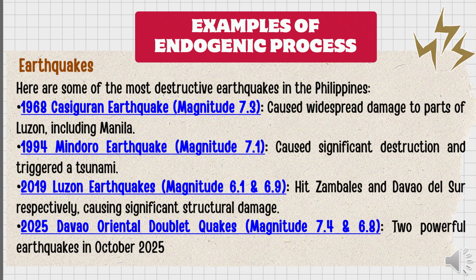1968 Casiguran earthquake, magnitude 7.3, caused widespread damage to parts of Luzon, including Manila. 1994 Mindoro earthquake, magnitude 7.1, caused significant destruction and triggered a tsunami. 2019 Luzon earthquakes, magnitude 6.1 and 6.9, hit Zambales and Davao del Sur respectively, causing significant structural damage. 2025 Davao Oriental doublet quakes, magnitude 7.4 and 6.82, powerful earthquakes in October 2025.